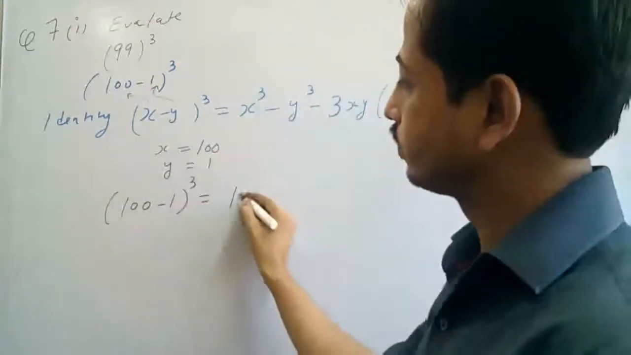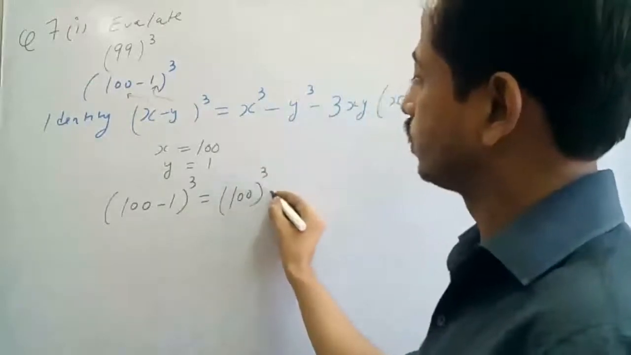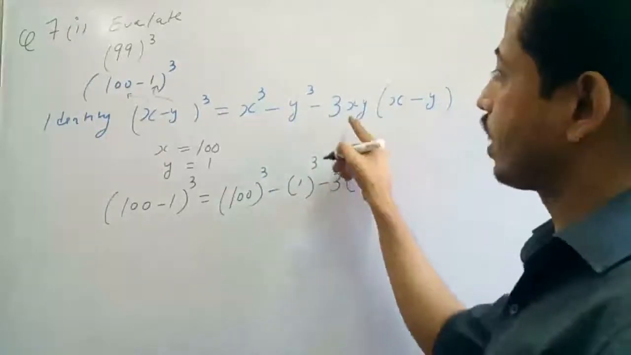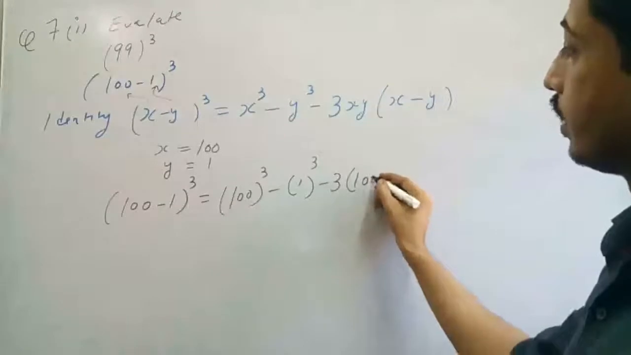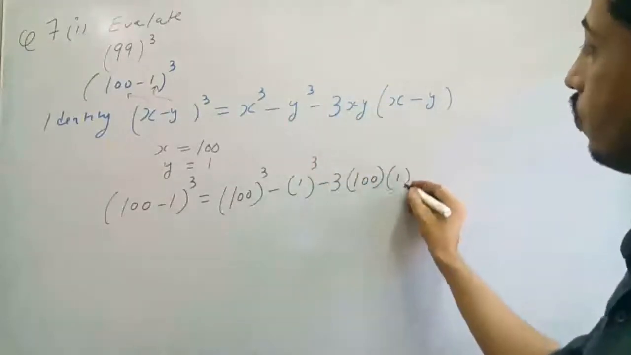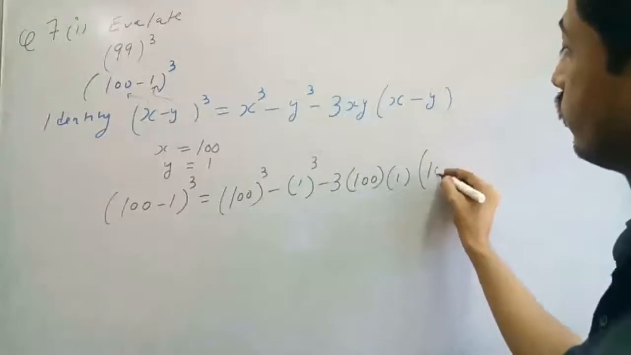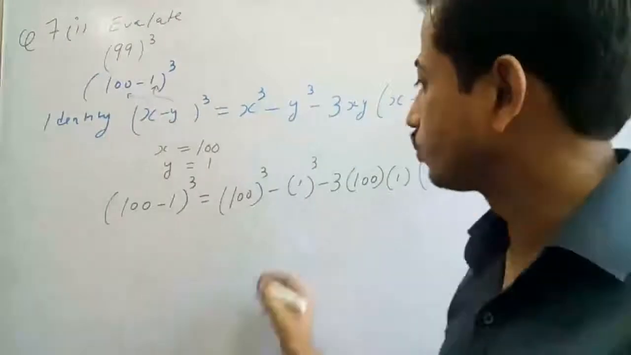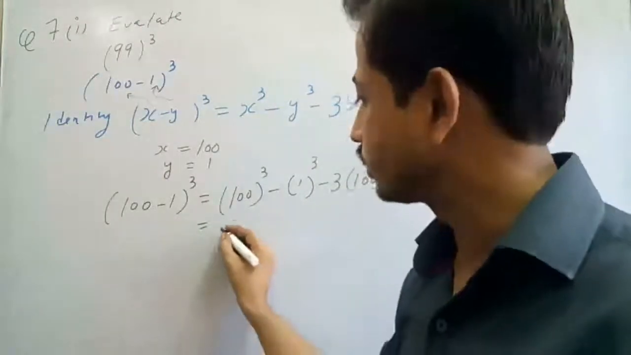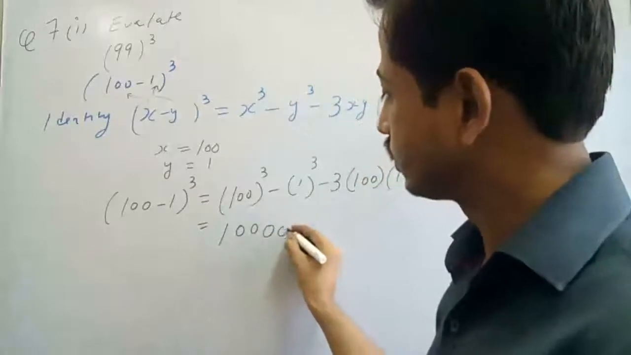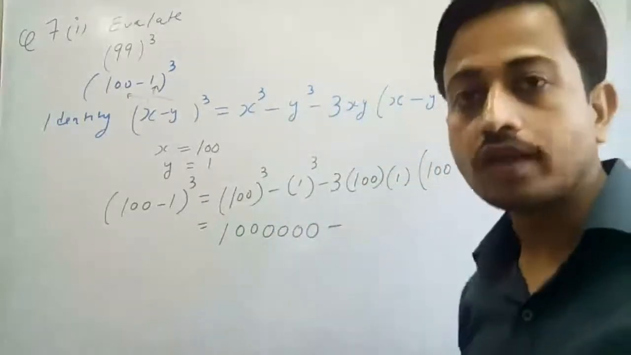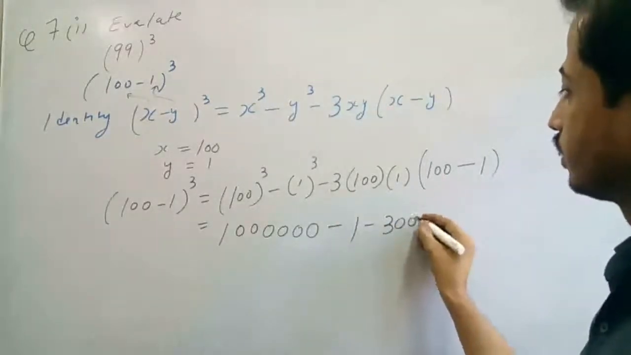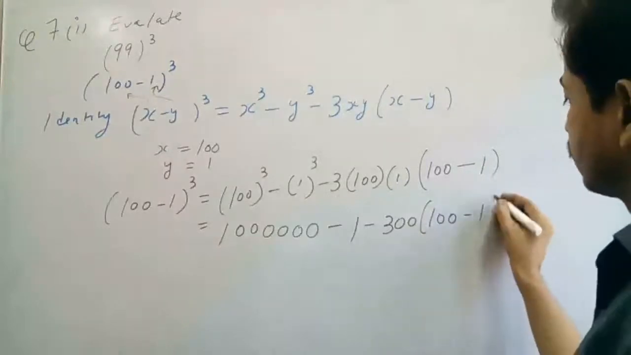So 100 minus 1 whole cube is equal to x cube, x is 100, whole cube, minus y cube, y is 1, whole cube, minus 3 into x, x is 100, into y, y is 1, into x minus y, 100 minus 1. Now do solve. 100 cube, 100 into 100 into 100, we get 6 zeros. Minus 1 cube is 1. Now 3 into 100, we get 300 into 100 minus 1.